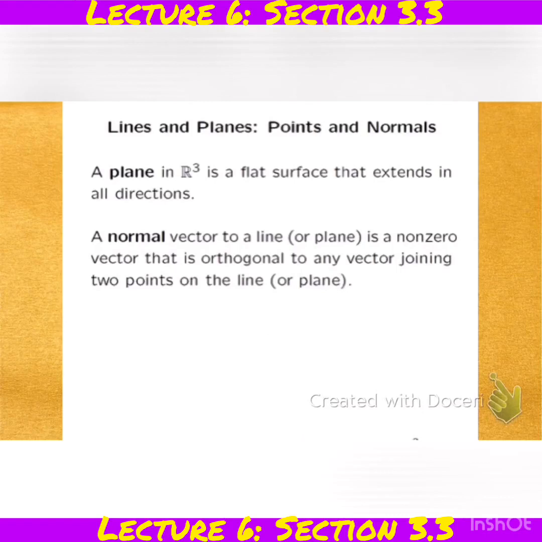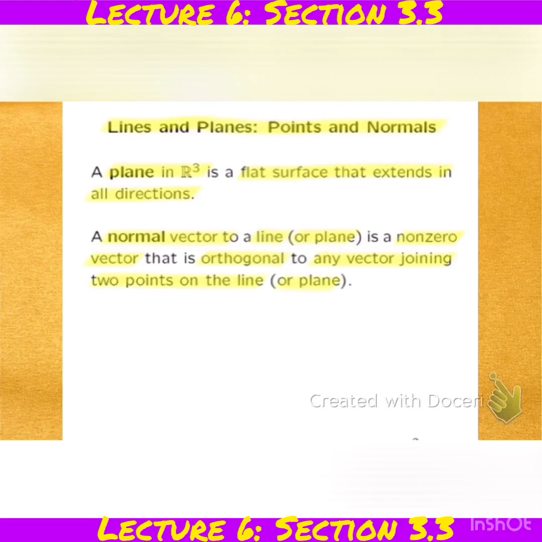Okay, next we have just a few definitions. So we're going to look at lines and planes, points, and normals. So again, you know what a plane is. A plane in R3 is just a flat surface that extends in all directions. So just this quick definition, a normal vector to a line or plane is a non-zero vector that is orthogonal to any vector joining 2 points on the line or the plane.